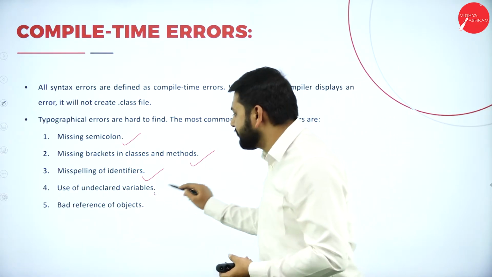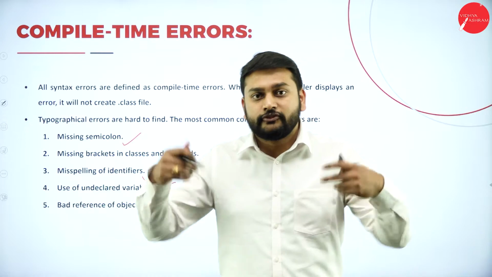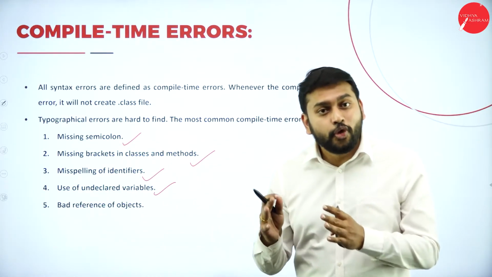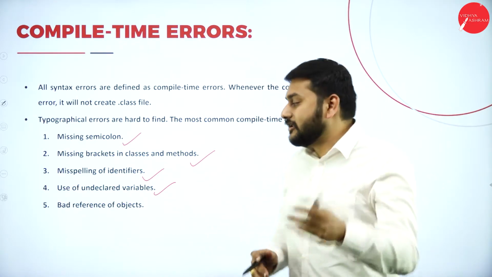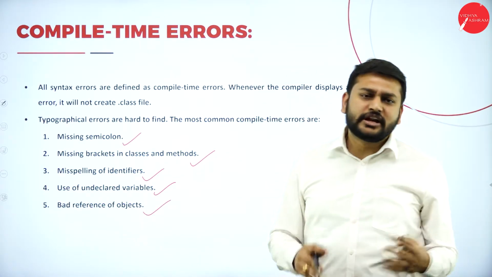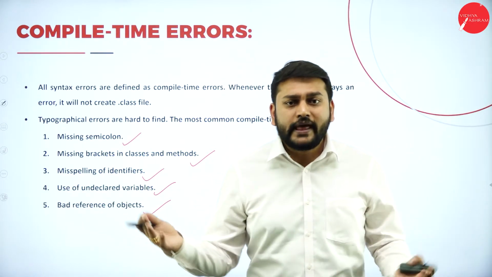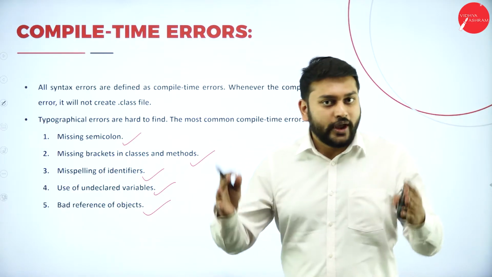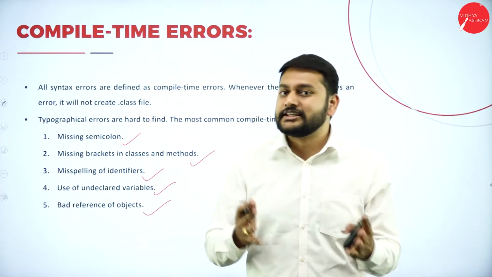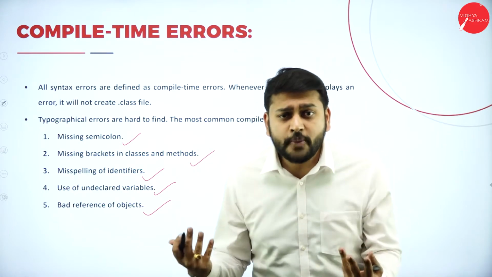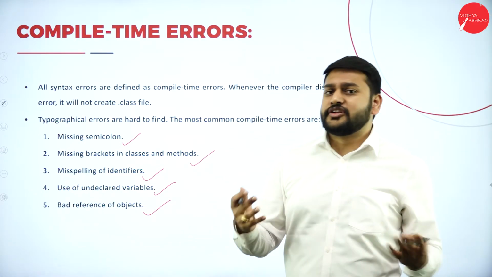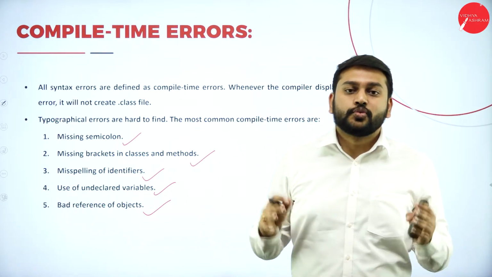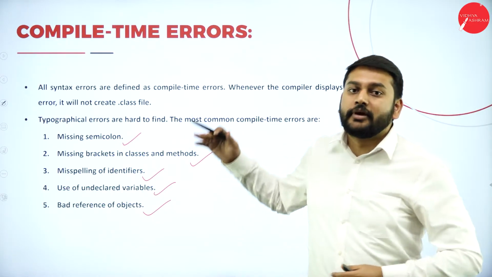And the next one that we have is use of undeclared variables. You have not declared it at all, but you're trying to use it. So that's going to be one more compilation time error. And the last one that I have is bad reference of objects. So you all know that Java is a pure object-oriented programming language. It consists completely of classes and objects. When I'm dealing with an object, if I have a bad reference, that's going to be a compilation time error. That's what you need to remember with respect to the compilation time error.